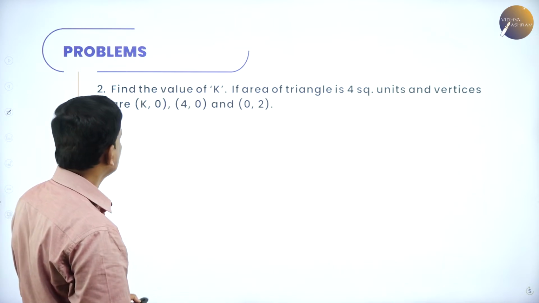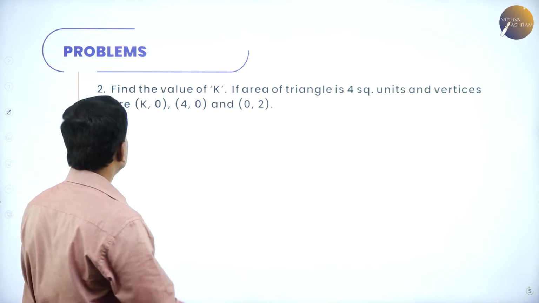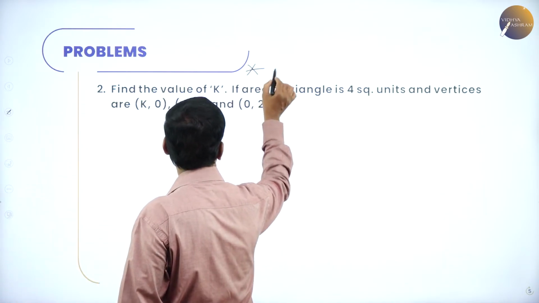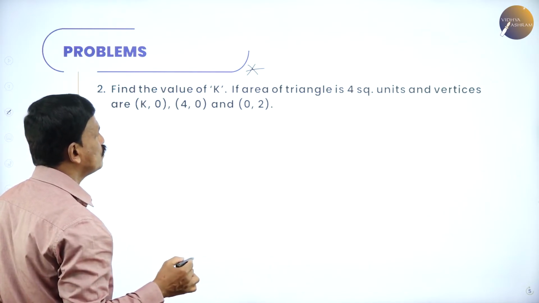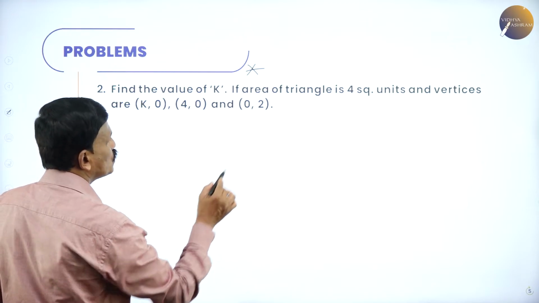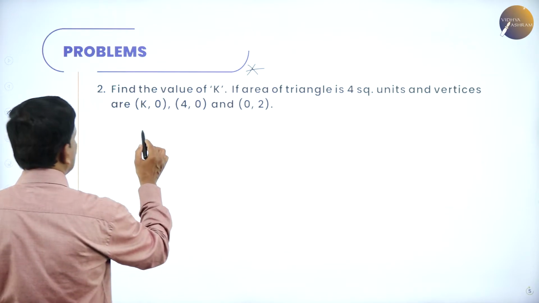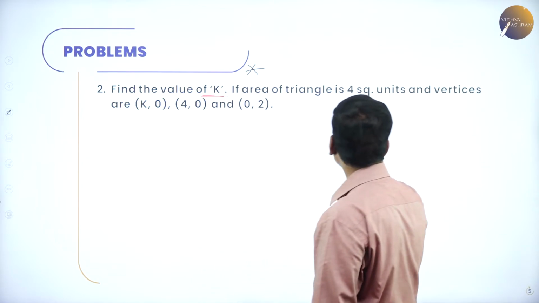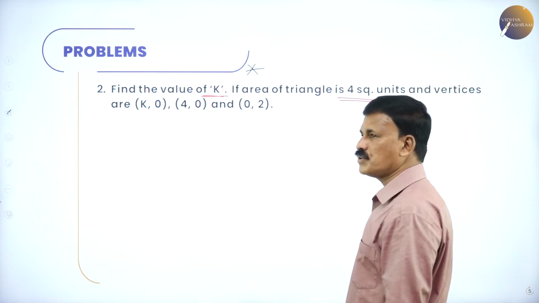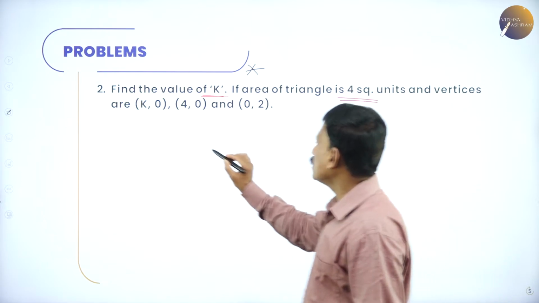Now, coming to the next problem. So, here what is given? Find, this is also an important type of problem. Find the value of k if the area of a triangle formed by the points is 4 square units. What is required to find is k. What is given? Area is given, 4 square units. What are the points? These are the points.